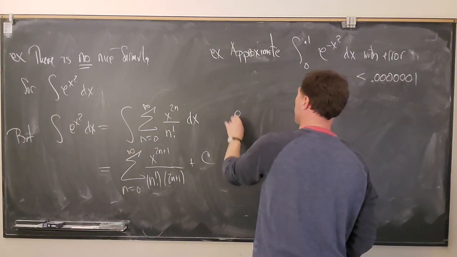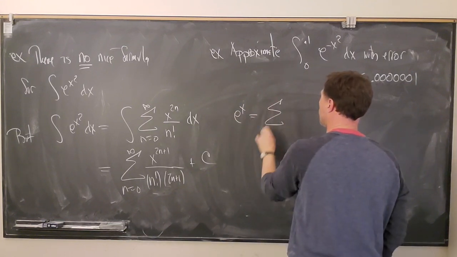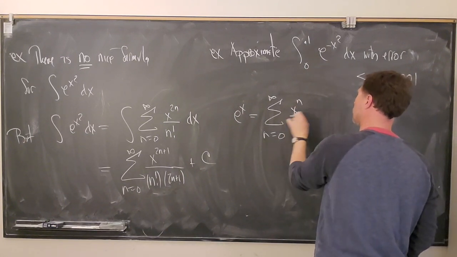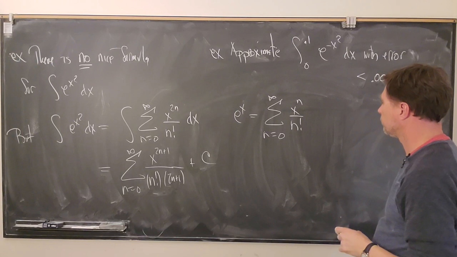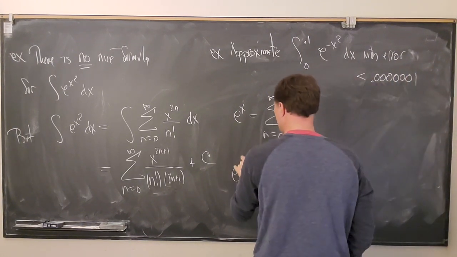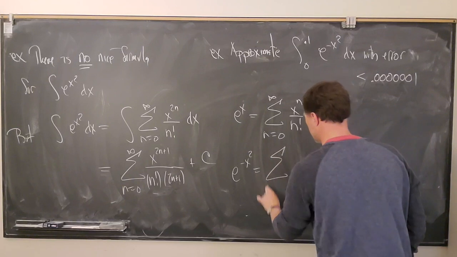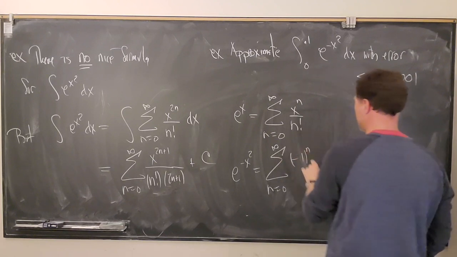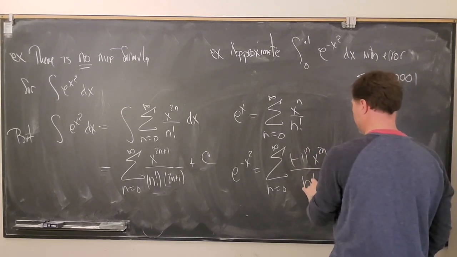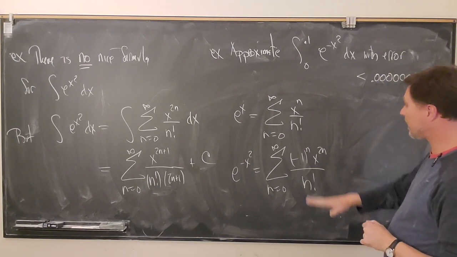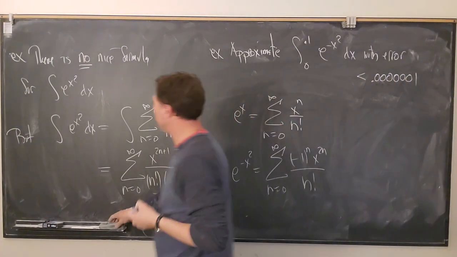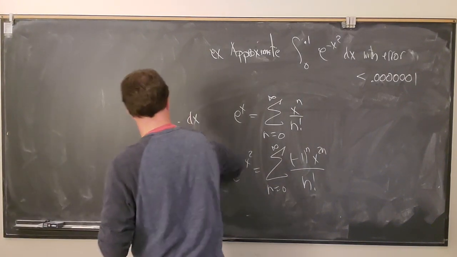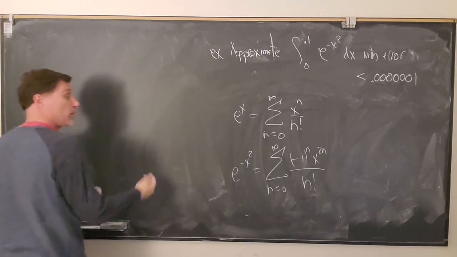Okay, so what do we do? First, we say e to the x has that Maclaurin series, which means that e to the minus x squared has Maclaurin series sum n equals 0 to infinity, minus 1 to the n, x to the 2n over n factorial. So what I'm going to do is take the definite integral of that power series, and then what you might be able to see is that we're going to get an alternating series, and I can approximate the alternating series to whatever degree of accuracy we need.